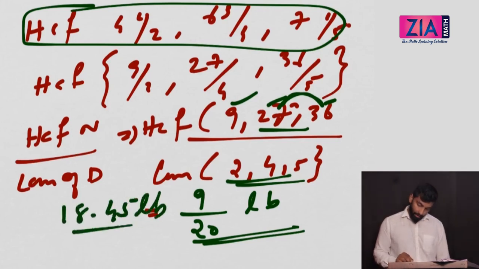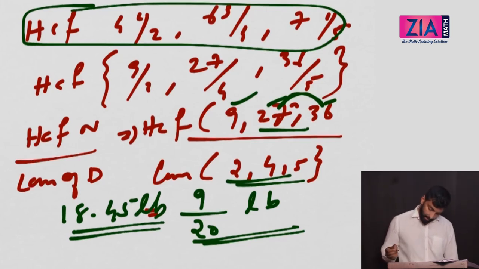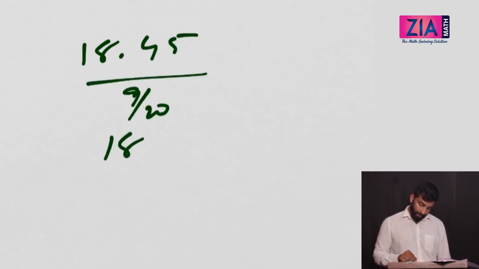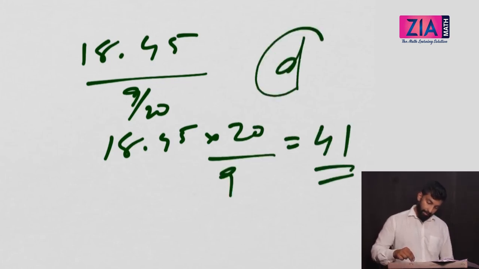18.45 LB. That is the total weight of the cake available, right? So the total weight is given as 18.45. You are adding all the 3, right? So it can be served to how many people? 18.45 divided by 9 by 20. That is 18.45 into 20 by 9. You will get it as 41. You will mark your answer as D.